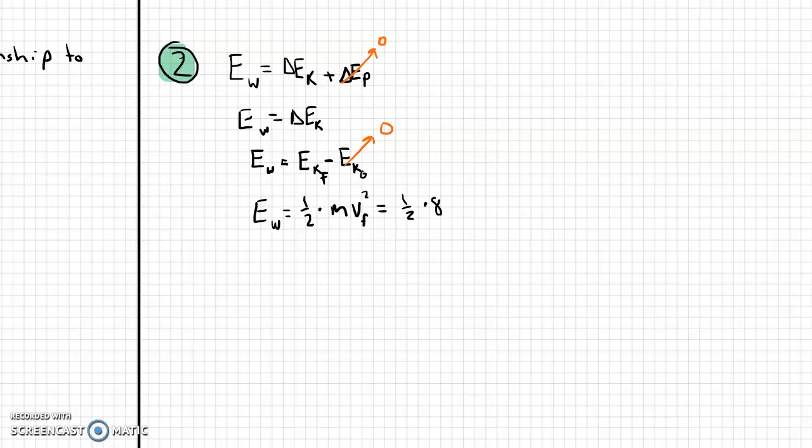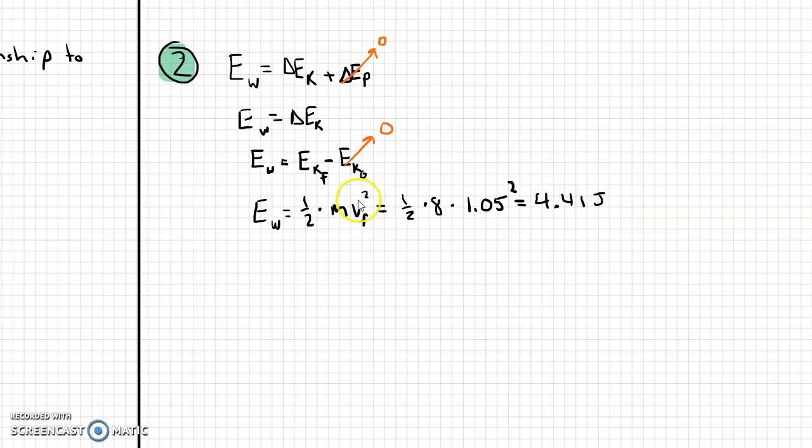1/2 times 8 kilograms times 1.05 meters per second squared equals... And after doing the calculations, we end up with 4.41 joules worth of work done to make this backpack accelerate.